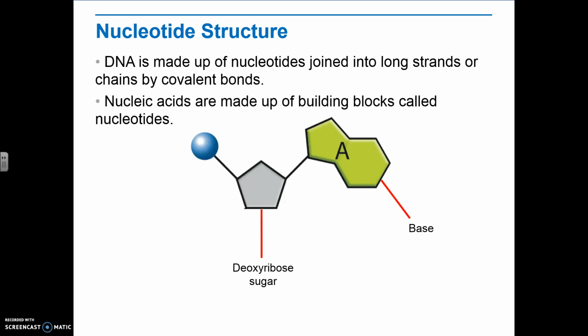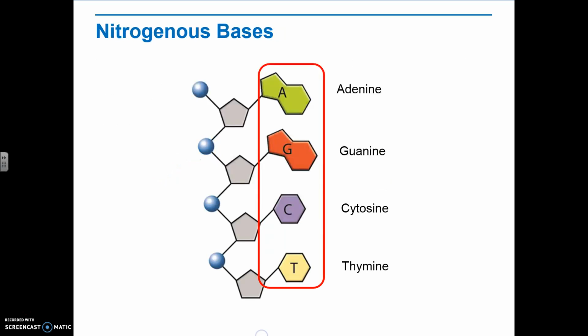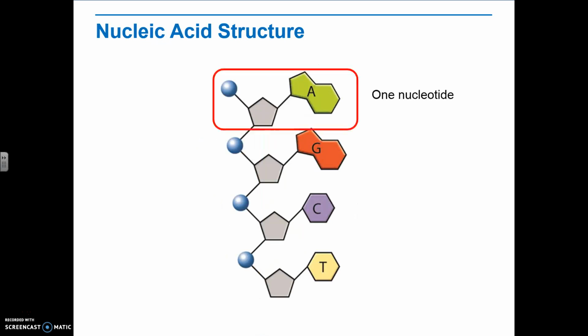You can see that the base in this case is the A for adenine. There's a deoxyribose sugar, which is a pentagon shape, and a phosphate group. There are 4 different types of nitrogenous bases, or nitrogen bases. They're adenine, guanine, cytosine, and thymine. The basic nucleic acid structure is the phosphate group, the sugar, and one of the 4 bases.